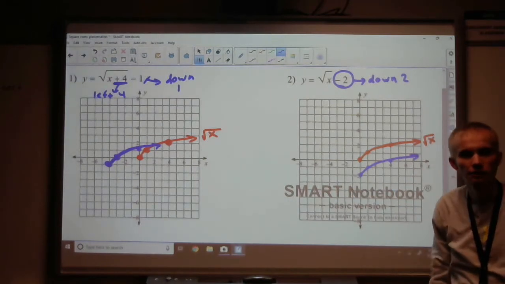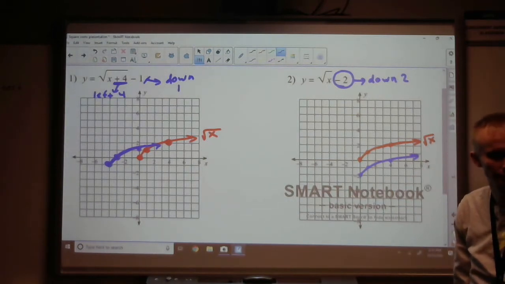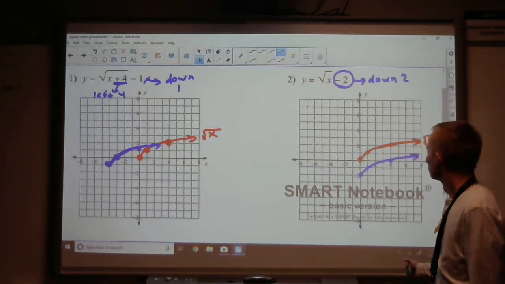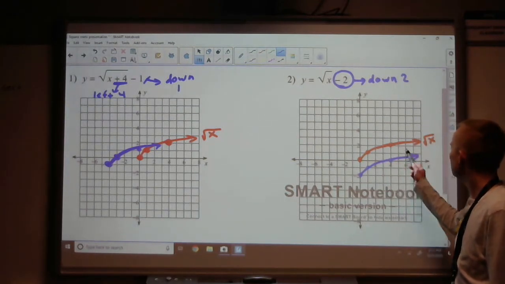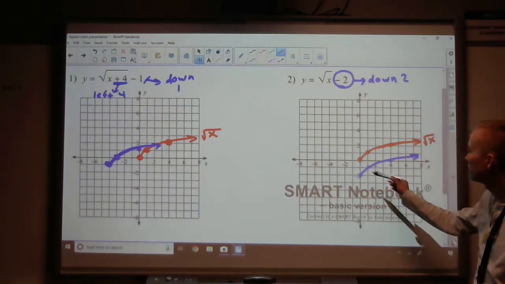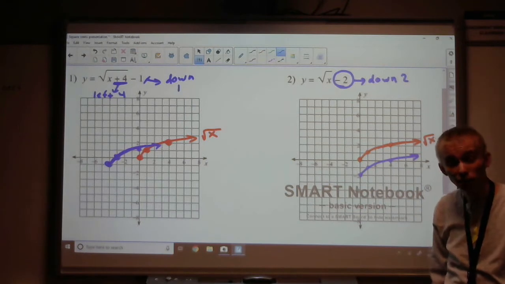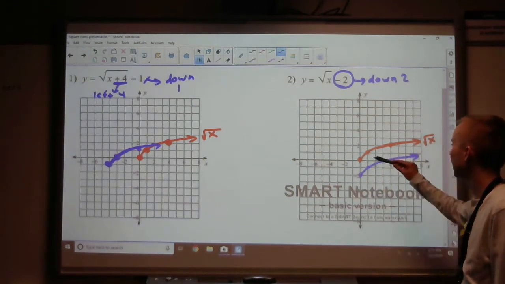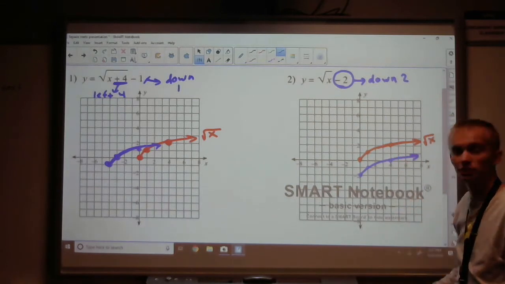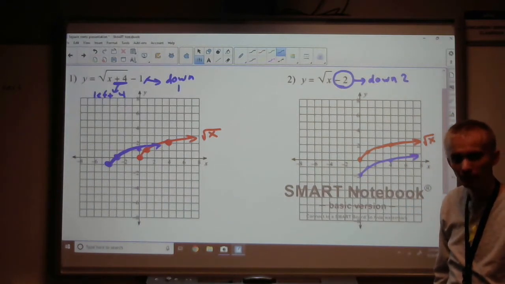This would be the graph of our square root function. Okay? So you don't have to have your square root function in your final answer here, but I think it kind of helps to start by sketching your square root graph so that you can just do the transformations to it. Okay?